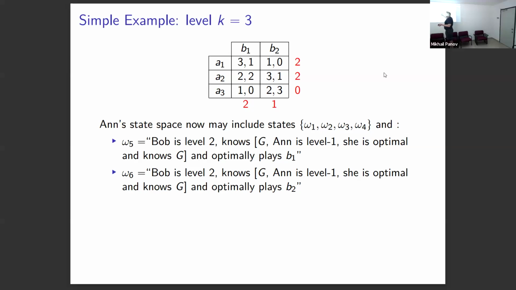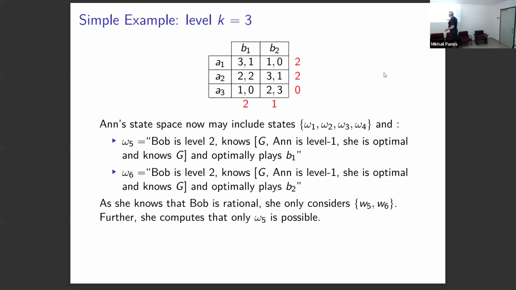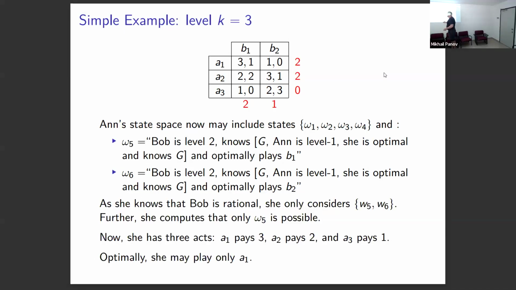But now Anne concludes, she does exactly the same computations which I did on the previous slide. She concludes that it is impossible for him to play B2. Okay, so she strikes out this state, this state. And what she's left with is only one state of nature in her conclusion. And now she has three acts, right? A1 pays 3, A2 pays 2, and A3 pays 1. So she chooses A1. And the same for Bob, and if we continue doing this logic, we of course generate, in a general game, the rationalizability procedure.